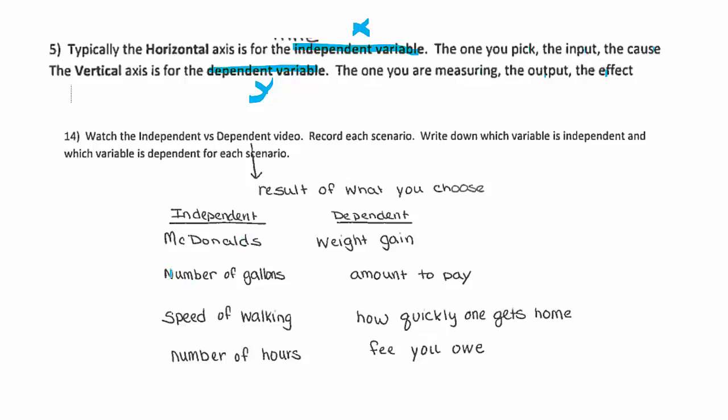Next scenario, the number of gallons of gas that you pump, that's independent. You pick that. But then that determines, that is the cause for the effect, which is the amount you pay. And that is based on the number of gallons. Independent is the speed that you walk. And then how quickly you get home, well, that depends on the speed that you walk. And then with the lawyer, you get to determine how many hours that lawyer works for you. But once they've worked, the fee, well, that depends on how many hours they worked for you. So the dependent always depends on the other item.